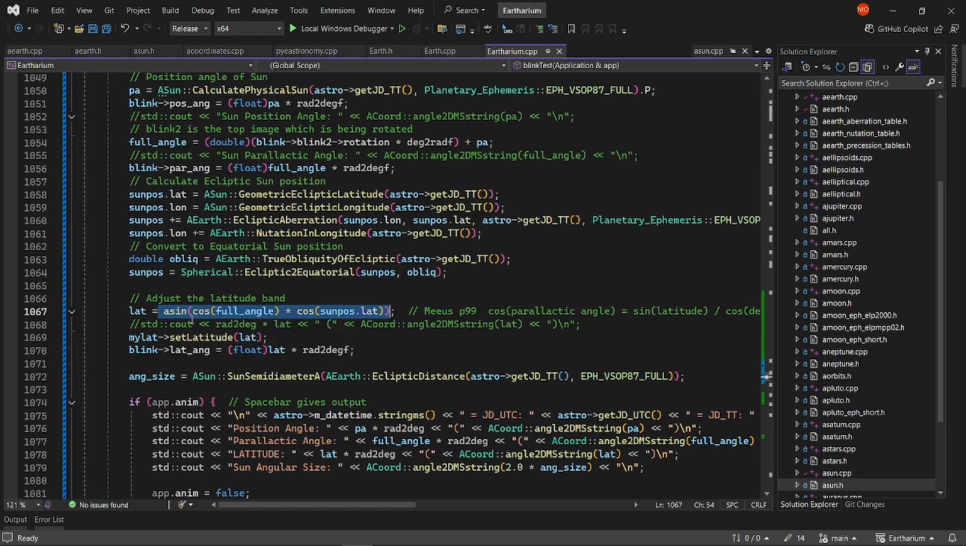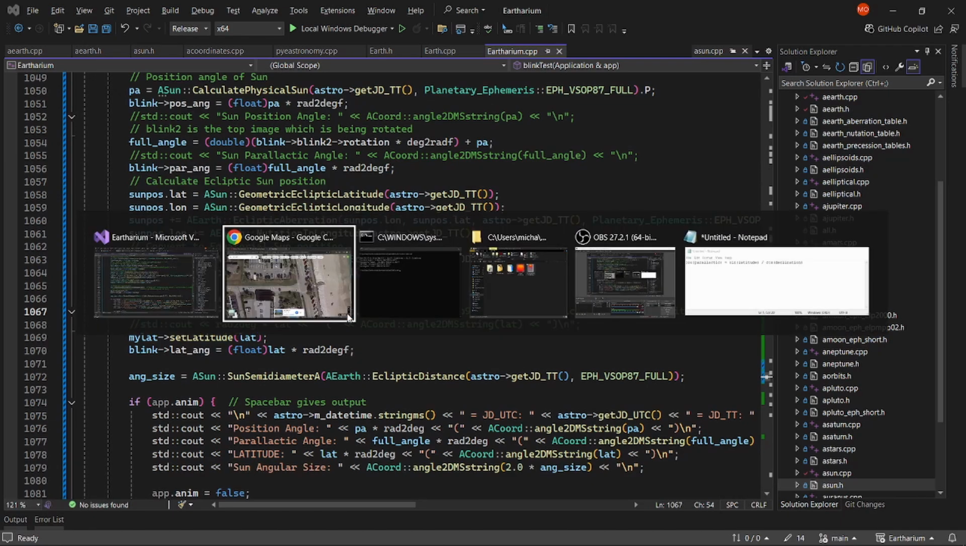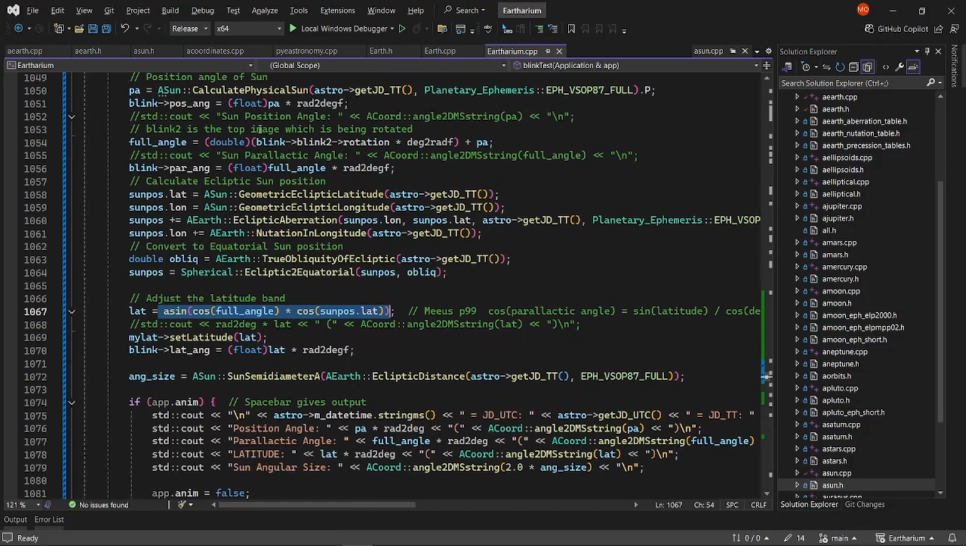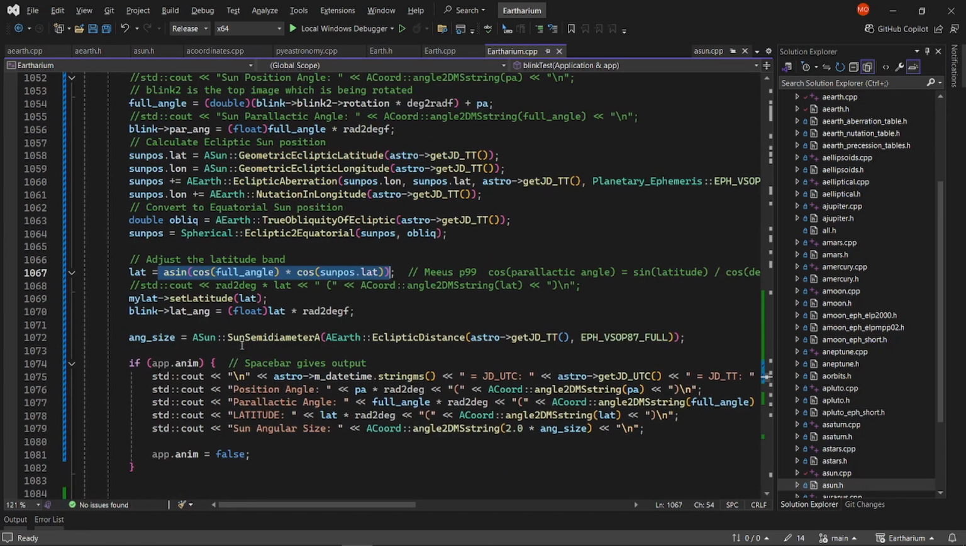Here I've just taken the formula divided by the cosine of the declination here. The cosine of the declination, I multiply on both sides. So I guess cos q times cos delta is equal to sine phi, which is the latitude. So I take the arcsine of the product of those two, and that's of course the easiest calculation.